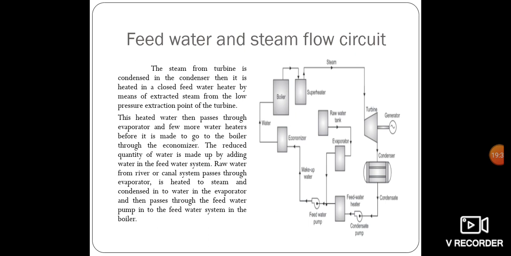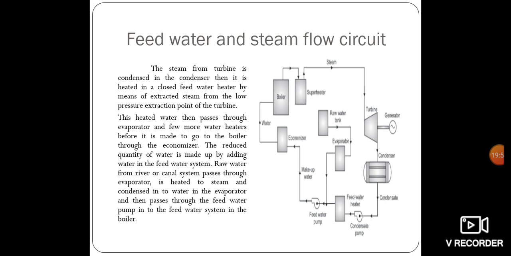So, whatever steam is produced, the steam from the turbine is condensed in the condenser. Whatever steam is being utilized for heating of the boiler, whatever steam is produced by the heated water, is then passed through the closed feed water heater by means of extracted steam from the low pressure extraction point of the turbine.